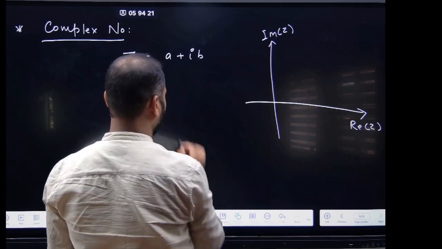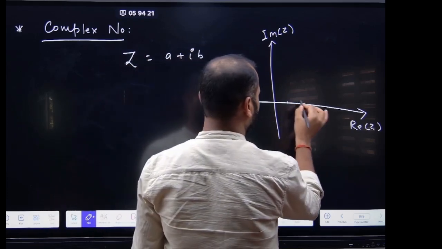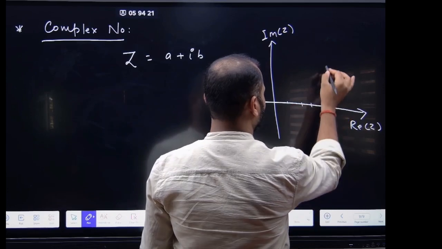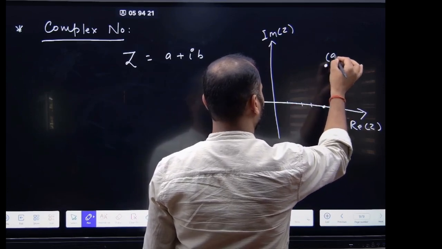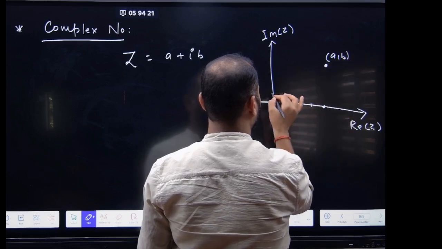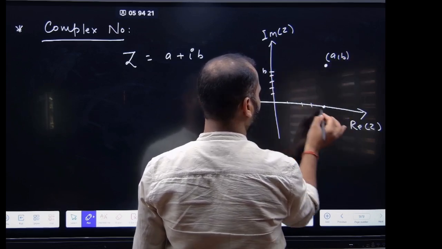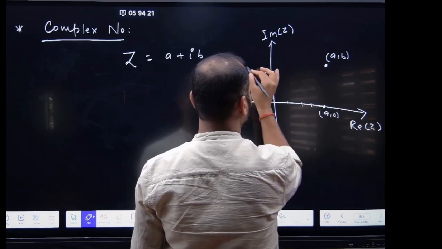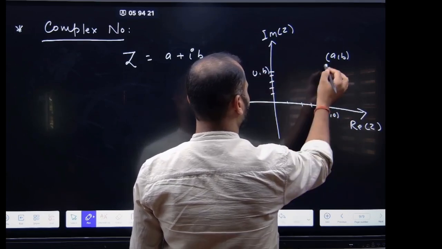So, what is the real part? A unit, means along the x axis you have to move a unit. So, one point will be there whose coordinate will be a comma b. So, on the x axis a, this is nothing but a comma 0, this is nothing but 0 comma b. So, one point is there.